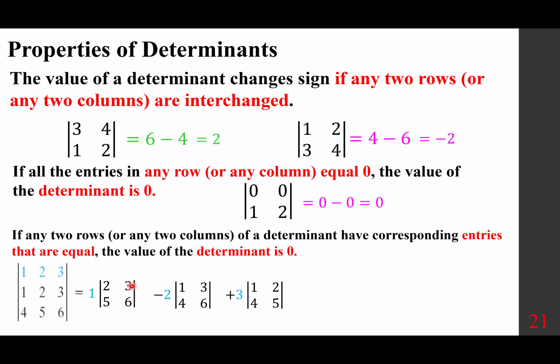This is 12 minus 15. This is 6 minus 12. This is 5 minus 8. If you multiply this one by 1, by minus 2, by plus 3 and add them up, you do get 0. As long as two rows or columns are identical, the result is 0.